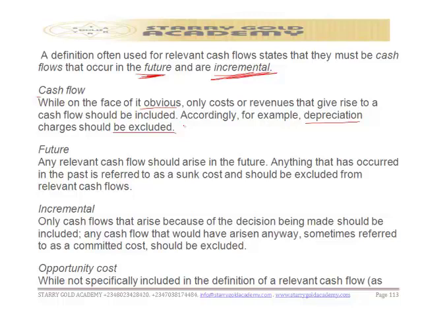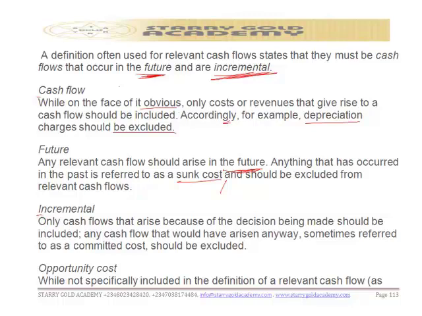Two, when I'm talking about future, any relevant cash flow should arise in the future. So anything that has occurred in the past is known as sunk cost. In this case, the cost of experiment, the cost of research and development, all those things that have occurred in the past, are part of the sunk cost and they are never relevant cash flow.